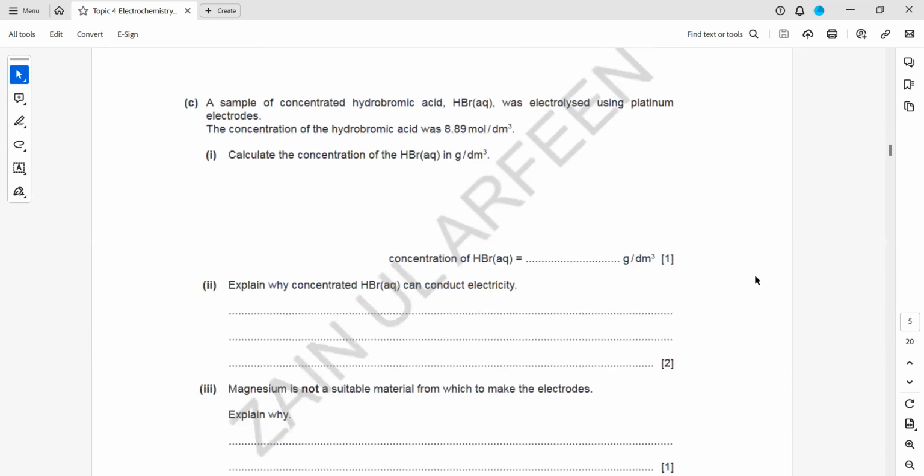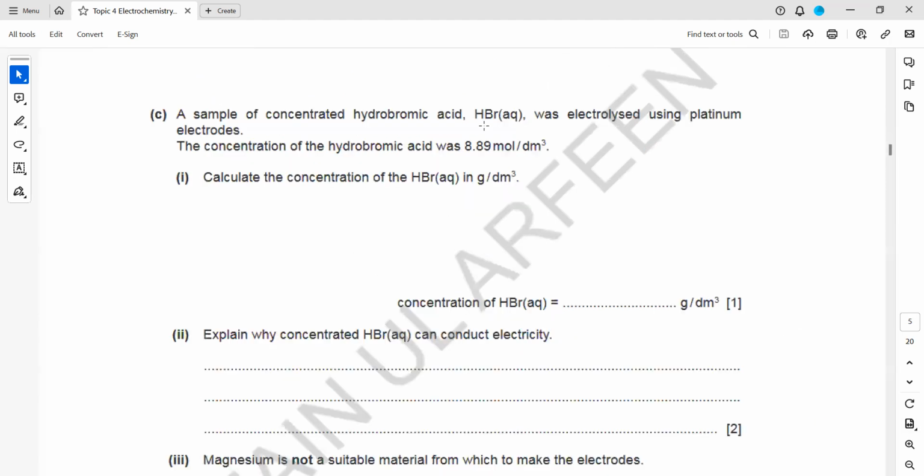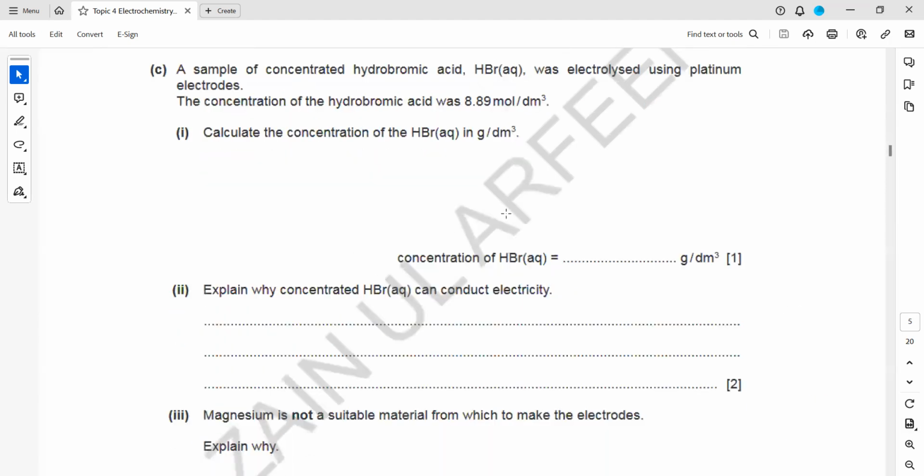In part C, a sample of concentrated hydrobromic acid was electrolyzed using a platinum electrode. The concentration of the hydrobromic acid is 8.89 mole per dm³. What is the concentration in gram per dm³? So if you want to convert the concentration from mole per dm³ to gram per dm³, we have to multiply by the molar mass.